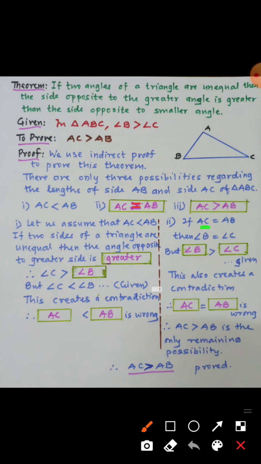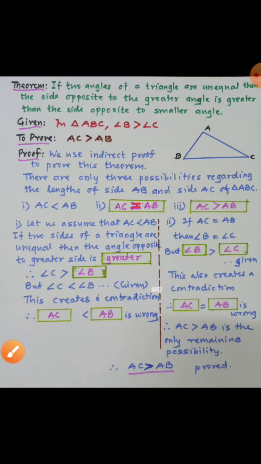If AC is equal to AB, then angle B will be equal to angle C by the isosceles triangle theorem. But we are given angle B greater than angle C. This also creates a contradiction. Therefore, our second assumption, AC is equal to AB, is also wrong. Therefore, AC is greater than AB is the only remaining possibility. Therefore, AC is greater than AB, hence proved.